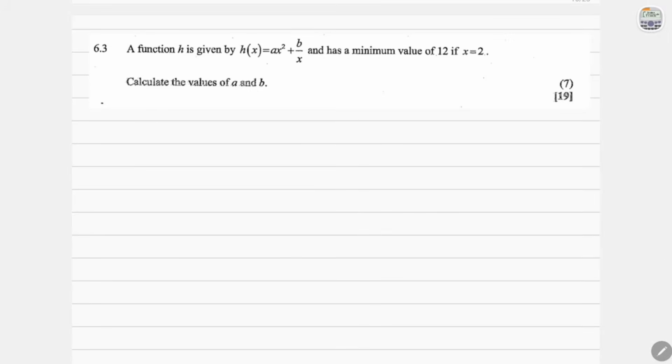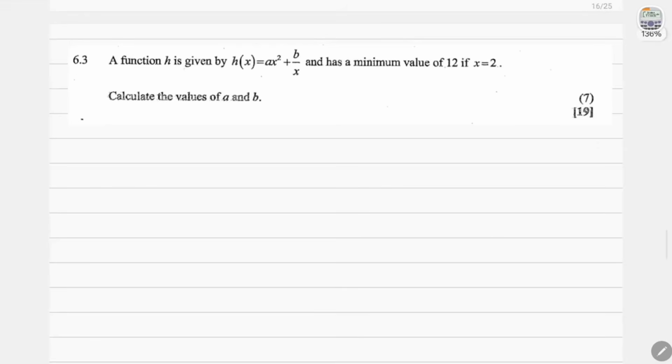Question 6.3 says, a function of h is given by h of x is equal to a times x squared plus b over x has a minimum value of 12 if x is equal to 2. Okay, so calculate the values of a and b.